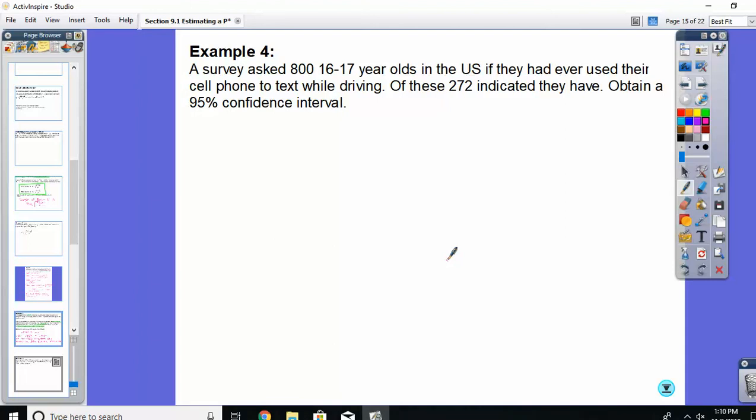Alright, a survey asked 800 16 to 17-year-olds in the U.S. if they have ever used their cell phone to text while driving. Of these, 272 indicated that they have. Obtain a 95% confidence interval. Okay, so step one, p-hat. How will I calculate p-hat?